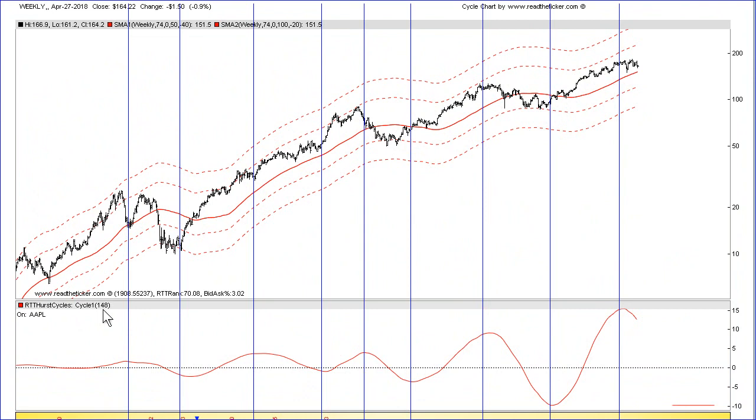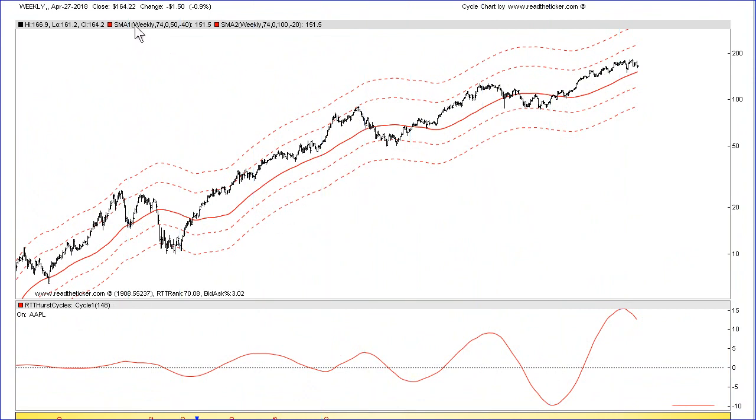Now, like I said before, we had 148. You can see 148 by my cursor here. The moving average, I've chosen a weekly one because it's weekly data, which is 74. And I've got two moving averages in here. That's because I wanted to have double bands. I'm just drawing one on top of the other. Now the bands are chosen.